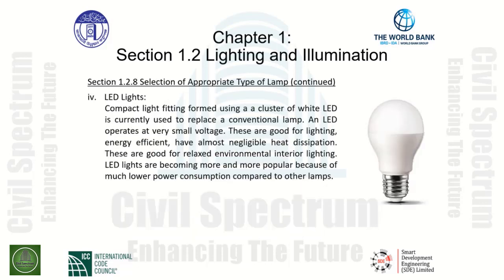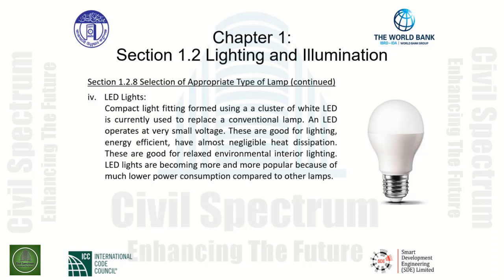In item 4 of section 1.2.8, we have LED lights. LED stands for light-emitting diodes. These types of lamps are the most energy-efficient type of lamp. Light is produced when an electrical current passes through a microchip, which then illuminates these small diodes. They are typically 3 to 5 diodes in the type of lamp shown on this slide.